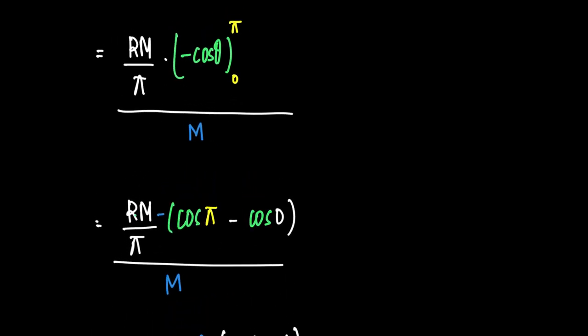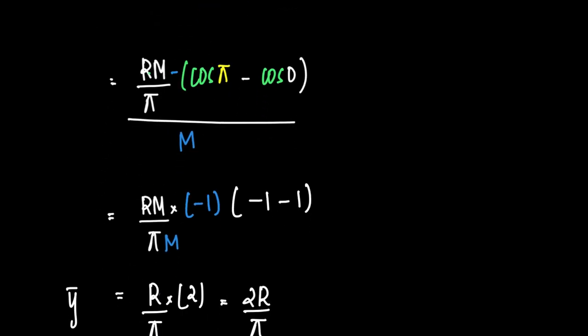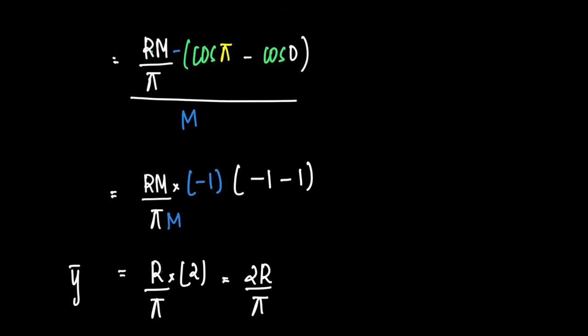So cos theta varying from 0 to pi becomes cos pi minus cos 0. What is the value of cos pi? See, cos n pi is equal to minus 1 to the power n. So cos 1 pi will be equal to minus 1 to the power 1, which is equal to minus 1. What is cos 0? It is 1. So minus 1 minus 1 is minus 2. Minus 2 into minus is plus 2. m by m is 1. So what we get is 2r by pi, and therefore y bar is equal to 2r by pi.